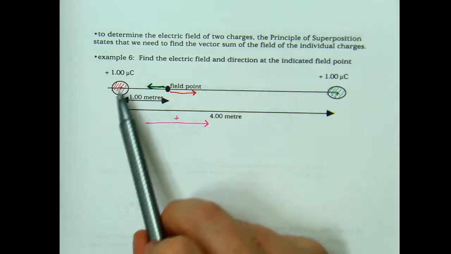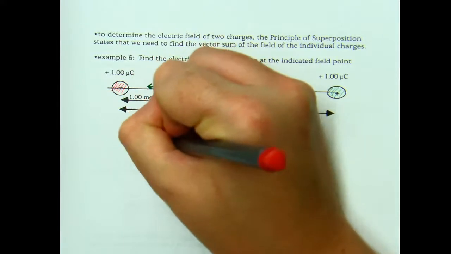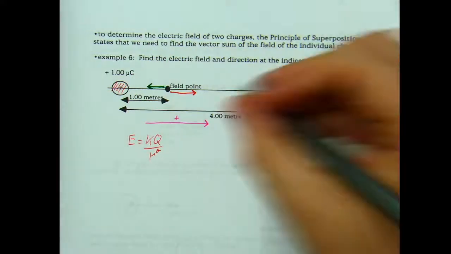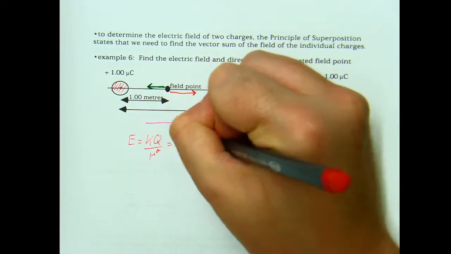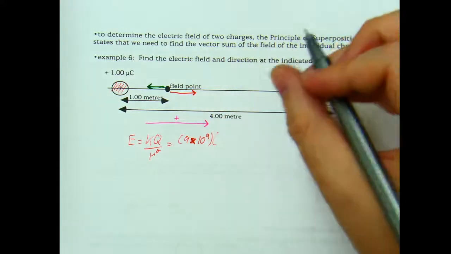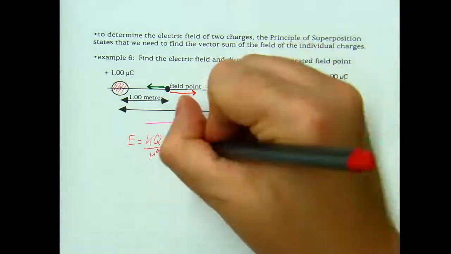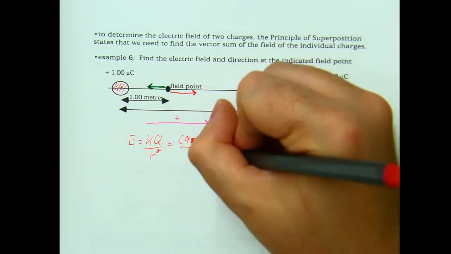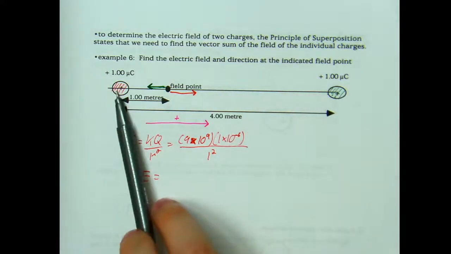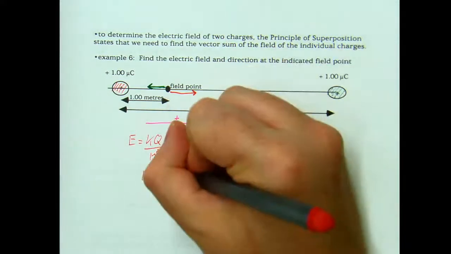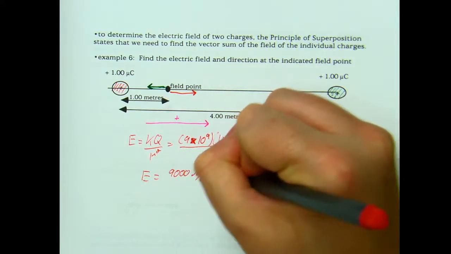To figure out what the electric field is from this guy, we're going to use this formula. The electric field is equal to kQ over r squared. We fill this in, we're going to get 9 times 10 to the 9. It's 1 microcoulomb, so 1 times 10 to the negative 6. And the distance is 1 meter, so it's going to be 1 squared. And we're going to find that the electric field due to the red positive charge is equal to 9,000 newtons per coulomb. And it needs a direction: to the right.